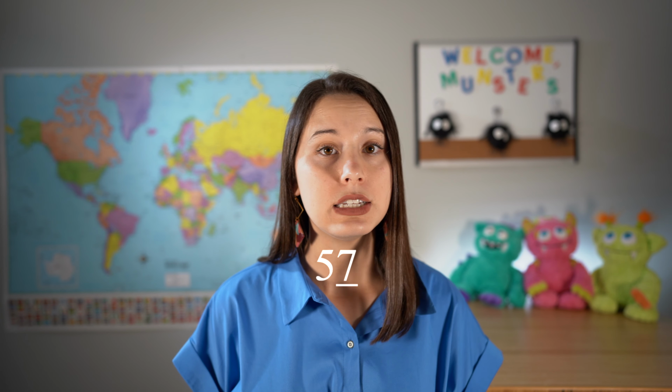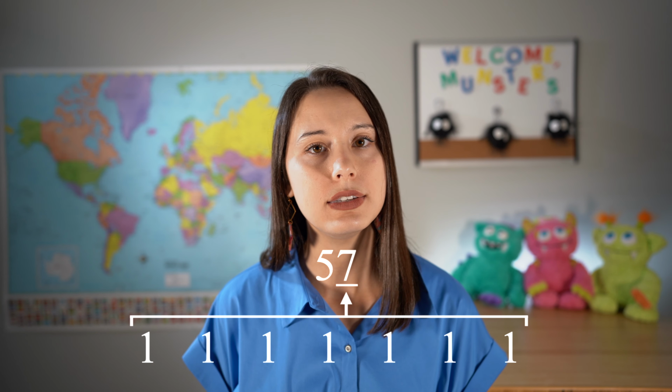In problem number 2, our directions say for us to determine the value of the underlined digit. So what is the value of the digit that's been underlined? The first part of problem number 2 is 57. What is the value of that 7? That 7 is in our ones place, so the value of that would be 7 ones.